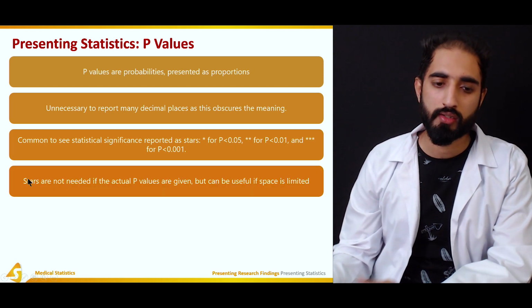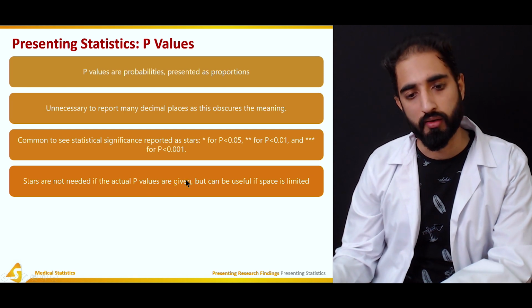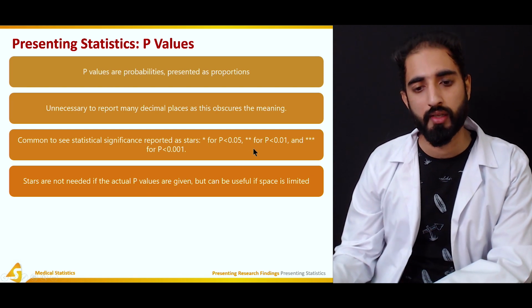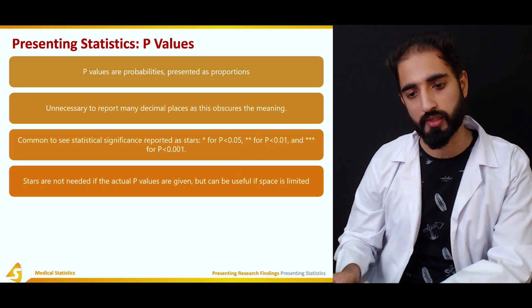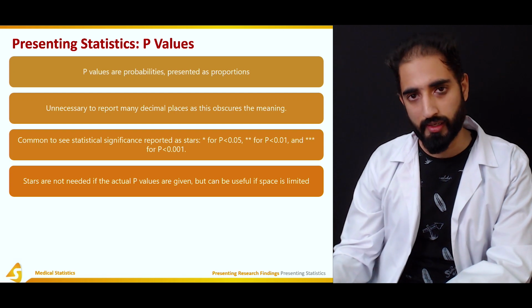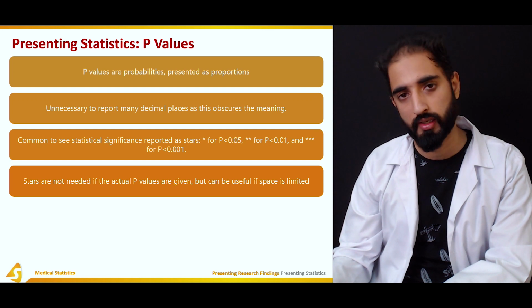And stars are not needed if the actual p-values are given, but if you are not giving the p-values, then you can use the stars and mention at the end that 1 star means this, 2 stars mean this, and 3 stars mean this. And it is very helpful if there's limited space, especially when you're working with tables and graphs.